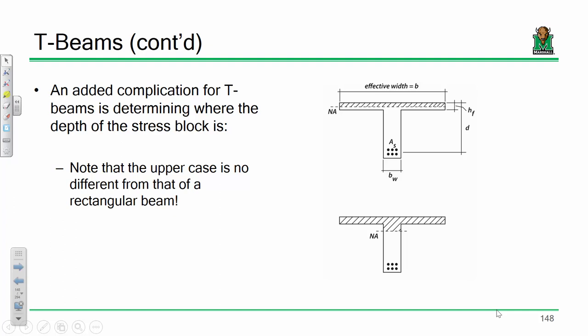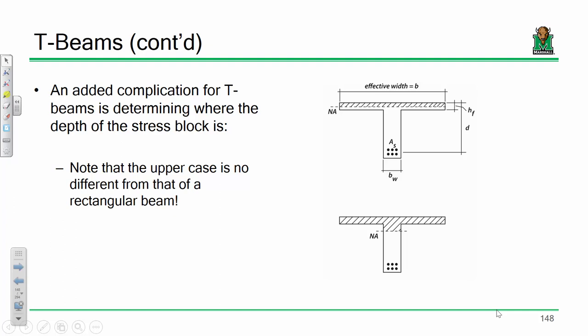We have names for these cases. This would be what we call a rectangular T-beam. And this is what we call a true T-beam. Whether it's a rectangular T-beam or a true T-beam is based on the shape of the stress block. It's either a rectangular stress block or a T-shaped stress block.